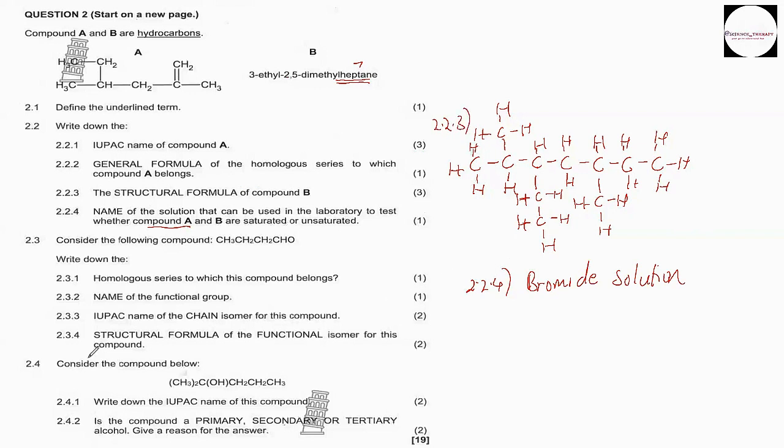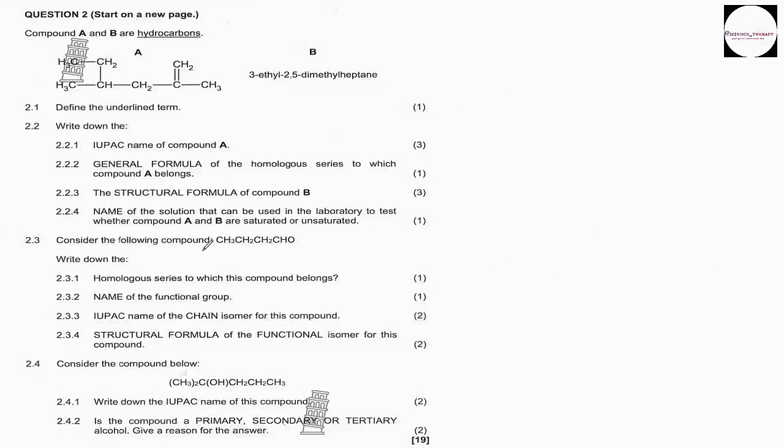Okay, now let's proceed to 2.3. 2.3 says, consider the following compound. We are given this compound here, and it says 2.3.1, write down the homologous series to which this compound belongs. So first, let's try to write our structural formula so we can see what type of homologous series this one is, right?